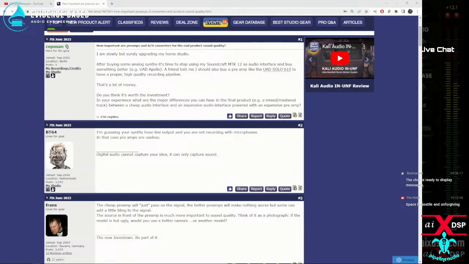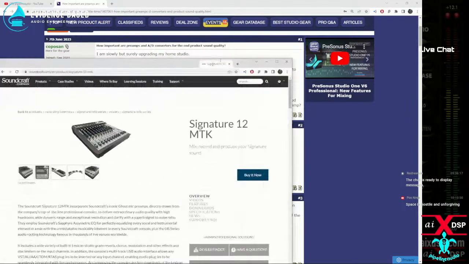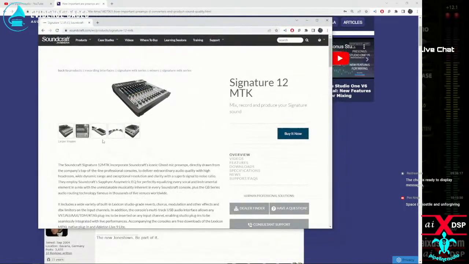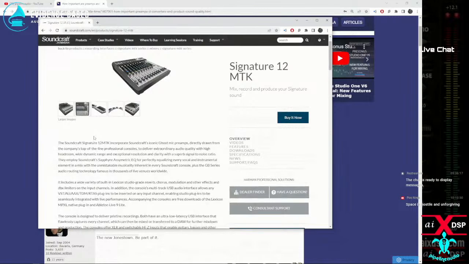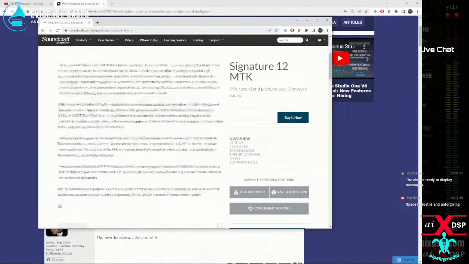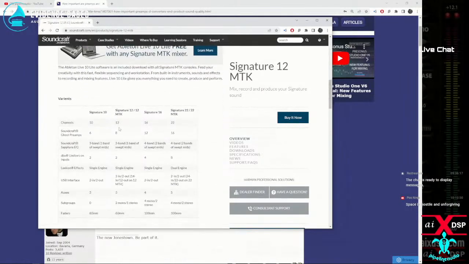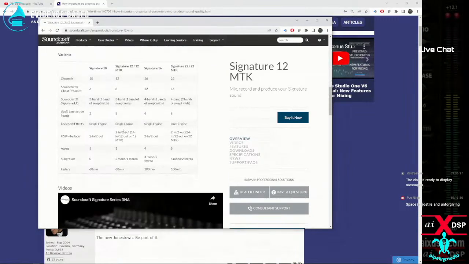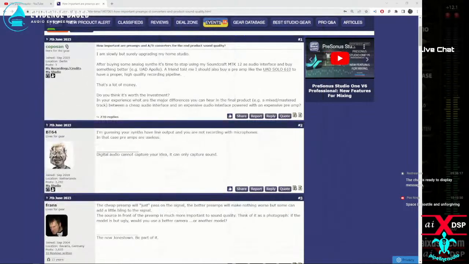Soundcraft MTK12. And remember, when it comes to audio interfaces, what matters is the drivers, right? As long as it's something competent. So here's the MTK12. Let's see what this does. I mean, if it's only 2 in, 2 out, then sure, maybe you need something bigger. Channels. See, USB interface. Oh, 2 in, 2 out. Oh, whoa. No, 14 in, 12 out on the MTK? Okay, so that's a decent multi-channel interface.